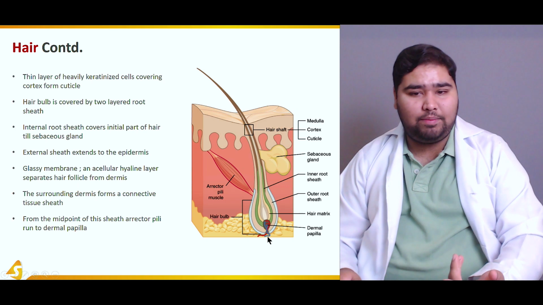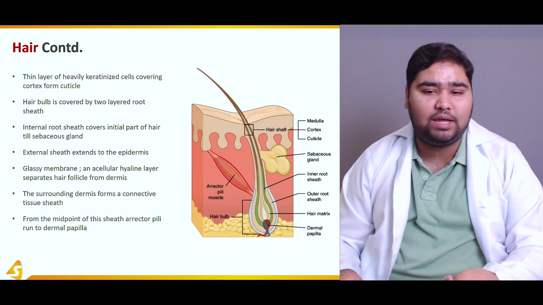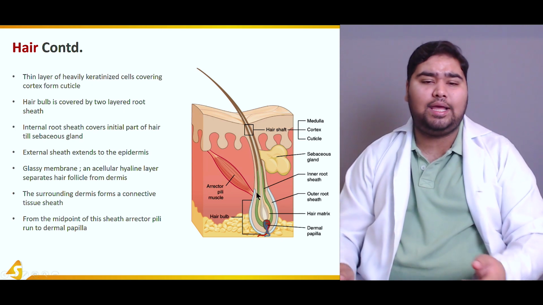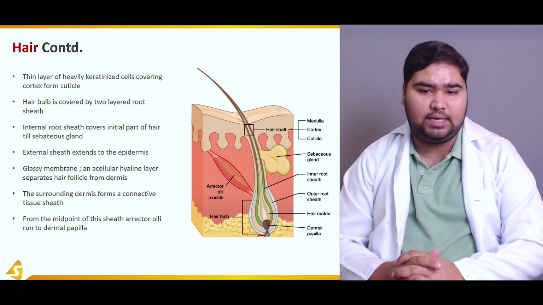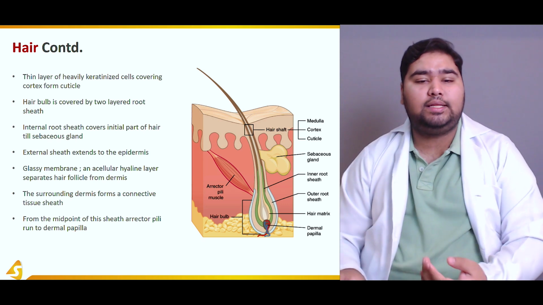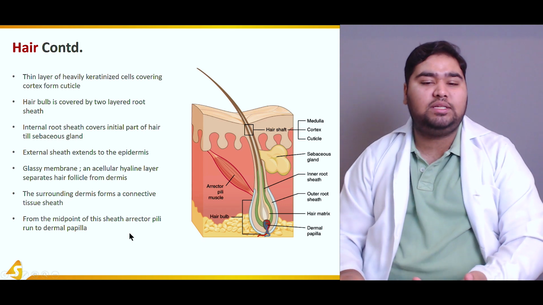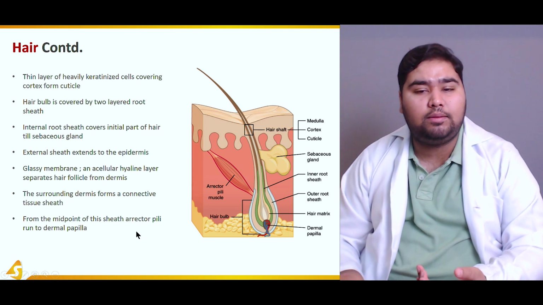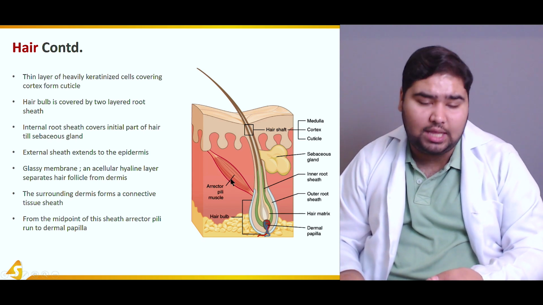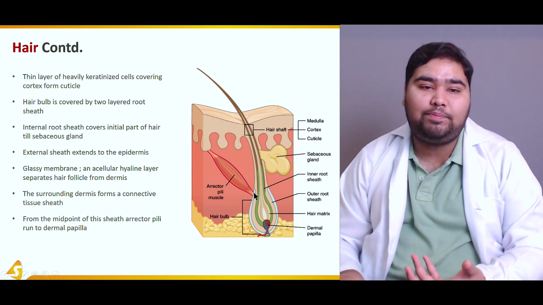There's a glassy membrane, which is an acellular hyaline layer that separates the hair follicle from the dermis. It's just an acellular layer which is separating this hair follicle from the dermis. The surrounding dermis forms a connective tissue sheath. From the midpoint of this sheath, the erector pili runs to the dermal papilla. This is the erector pili muscle that runs from the midpoint of the sheath, which is formed by the surrounding dermis. What does this erector pili do?